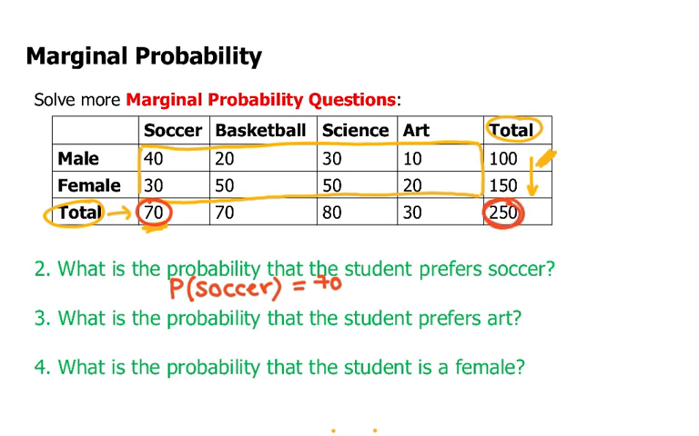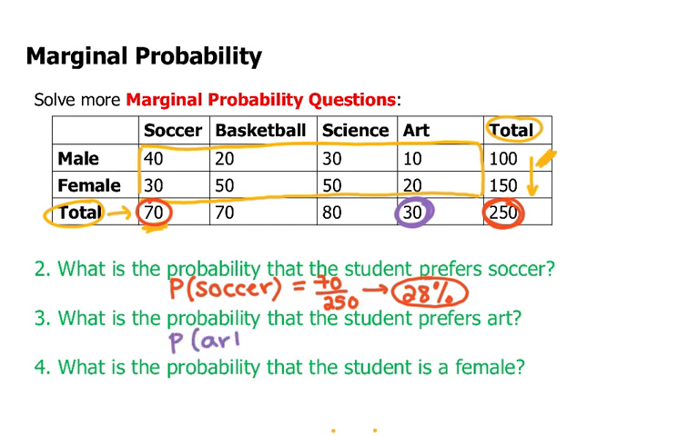This number here is the total number of students in the survey. And if we were going to convert that to a percentage, that would be 28% of the students in the survey prefer soccer. What's the probability that the student prefers art? Again, it doesn't mention male or female, so we will look at the total number of art students.